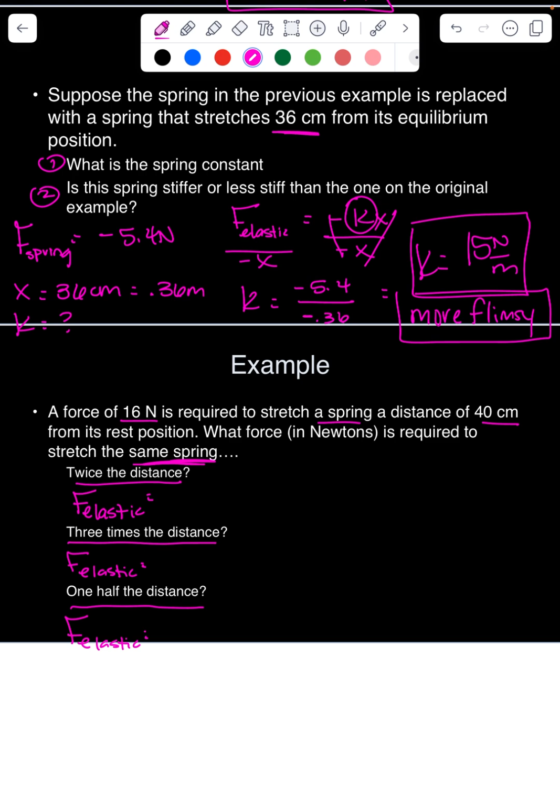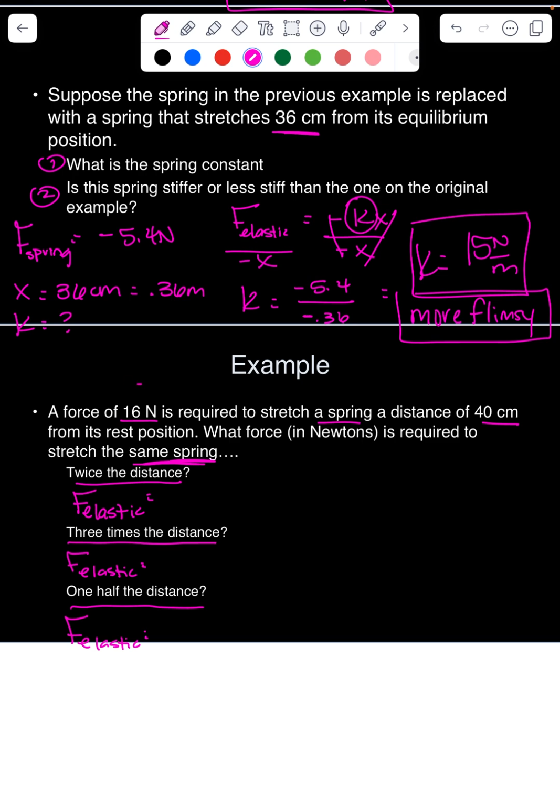So if our original distance was 40 centimeters, twice the distance is going to be 80 centimeters. 3 times the distance is going to be 120 centimeters. Half the distance is going to be 20 centimeters. But to finish the equation, remember F elastic is equal to negative kx. We know the x, but we do not know the k. We don't know the spring constant of this particular spring. So that's the first thing that we have to solve for.